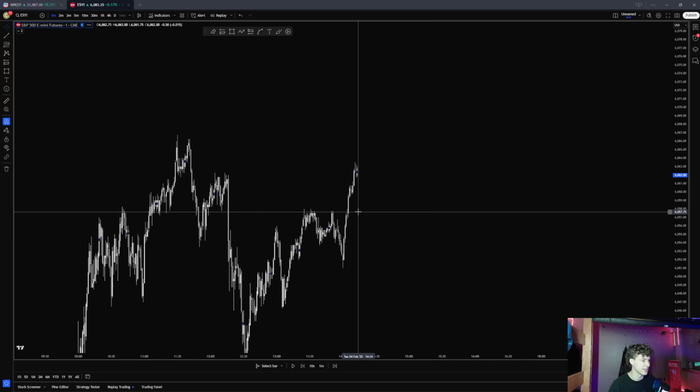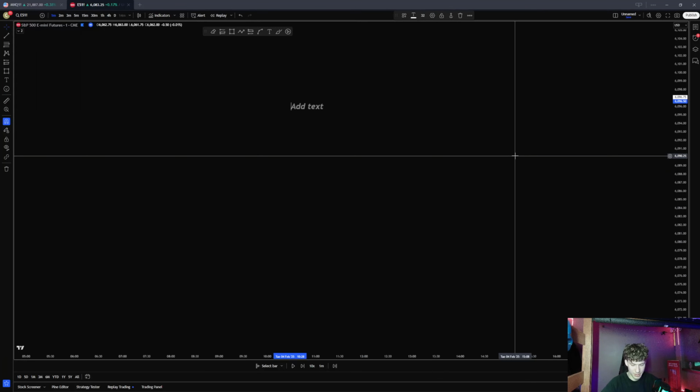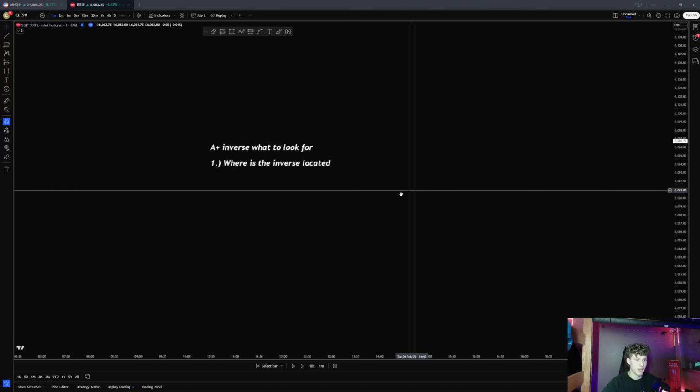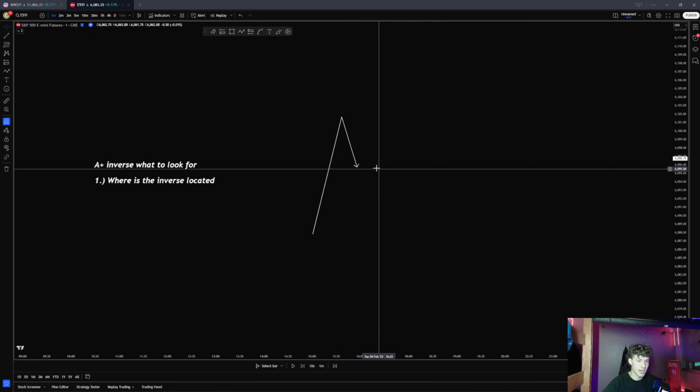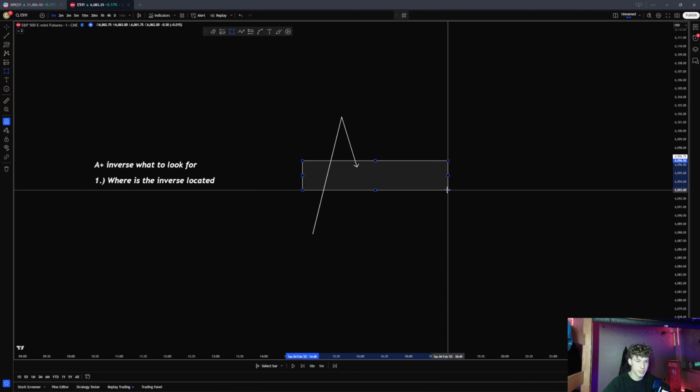Last thing I want to talk about with inverses is what exactly makes an A+ inverse. So there's pretty much 3 things. What I'm looking for is where is the inverse located? So what do I mean by that? I would mean if you're looking on the higher time frame, are we getting this inverse to the upside right here when we're retracing into some sort of gap?